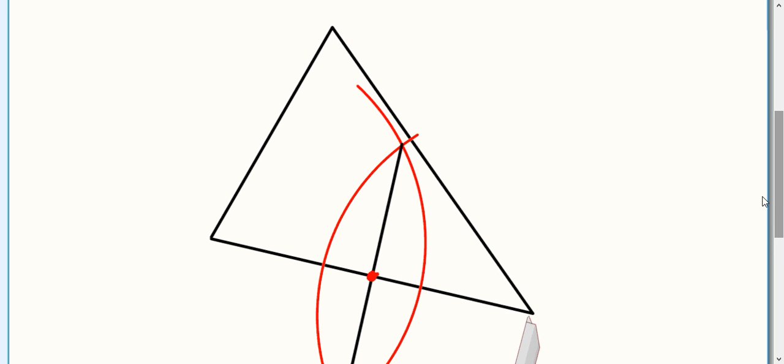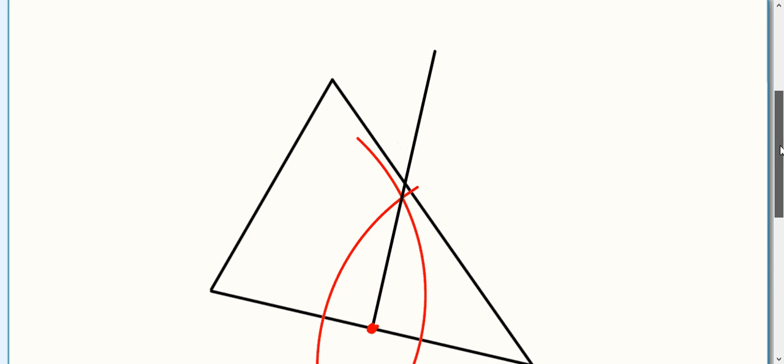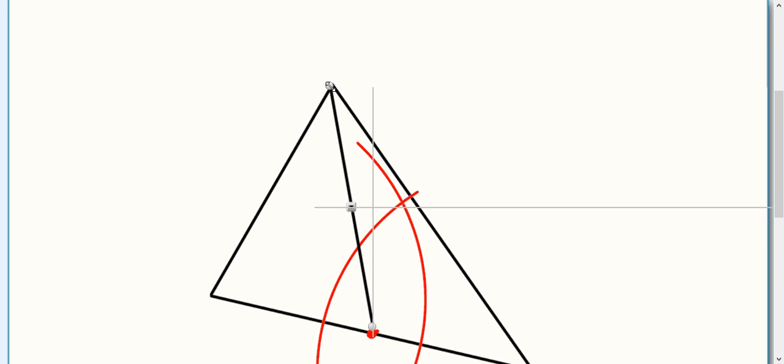The line that you draw, you go from that point, the midpoint, and you just draw the line that goes to the opposite vertex. That's the line that you keep, from the midpoint to the opposite vertex. That's the median, because these sides here are congruent.